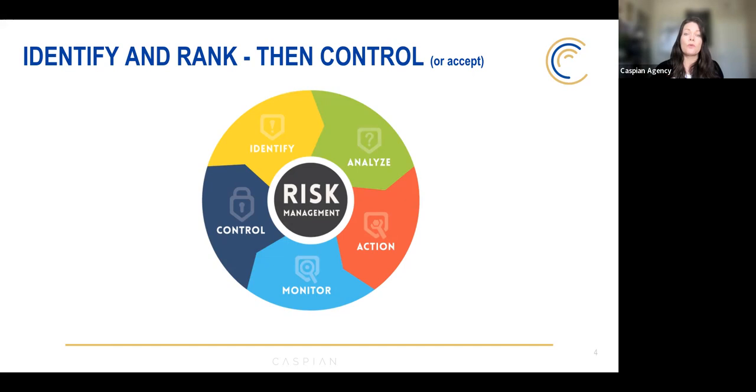So you identify it, you analyze it, you take some sort of action about that risk, you monitor it. Did that work? Did our risk management plan work? Then you control for it moving forward.